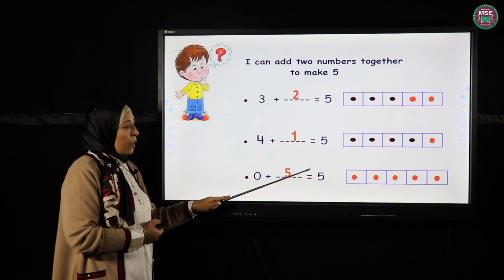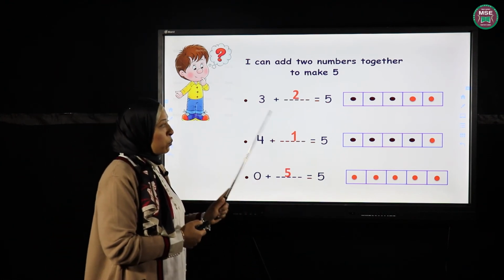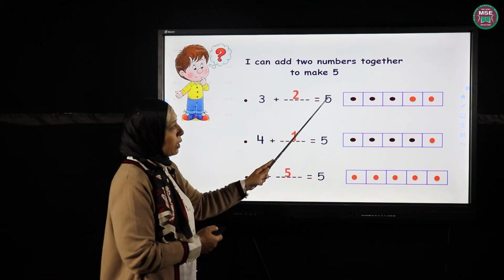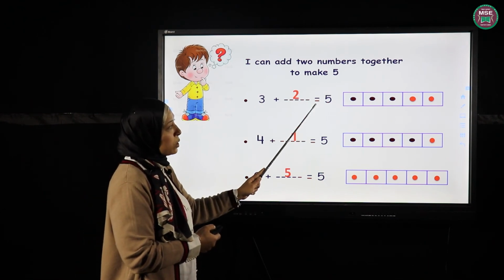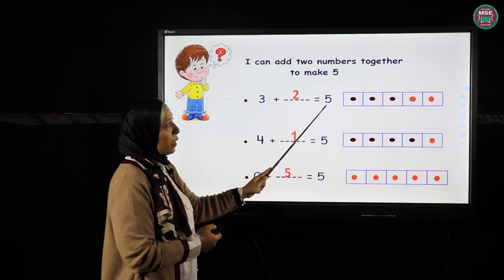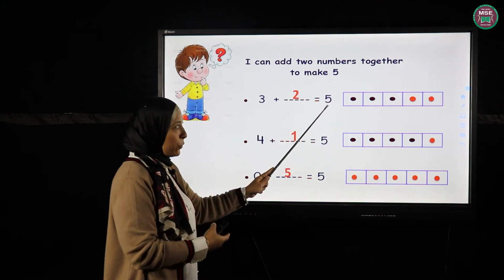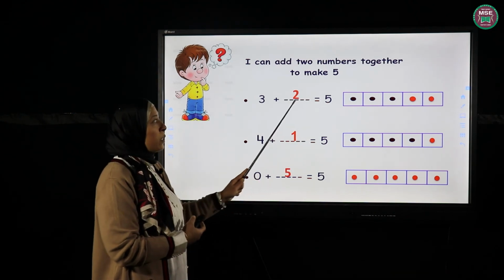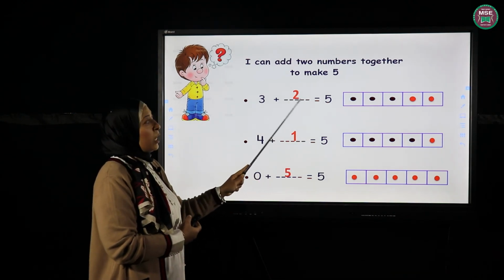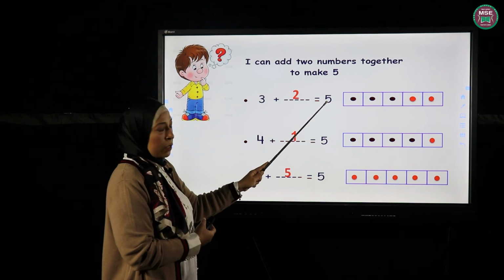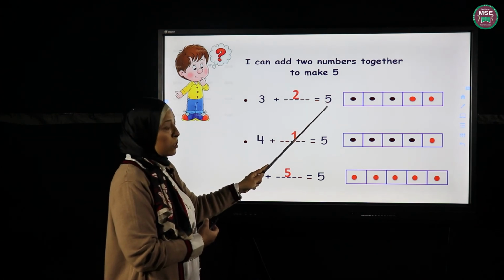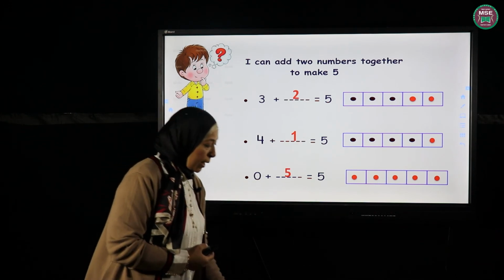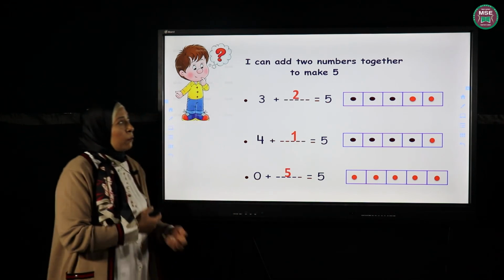I want you all to remember that when we want to know the missing number, we have to look at the number that comes after the equal sign. This is the equal sign. I have to look at the number that comes after it so that I can draw the dots and know the missing number, and make the number that is shown after the equal sign, which is 5. That's for today. We were studying the bond of 5.